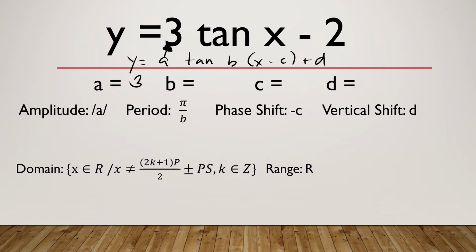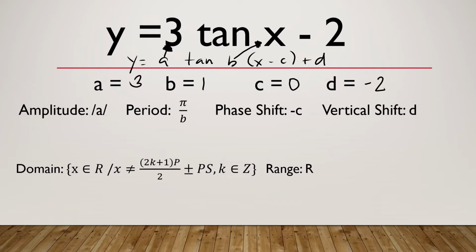For b, this is the numerical coefficient of x, so b is equal to 1. For c, there is no c because negative 2 is not within the parentheses. Since there are no parentheses, there is no value of c, so c is equal to 0. And for d, d is the constant term, which is negative 2.